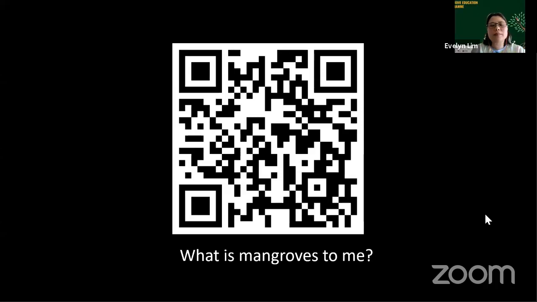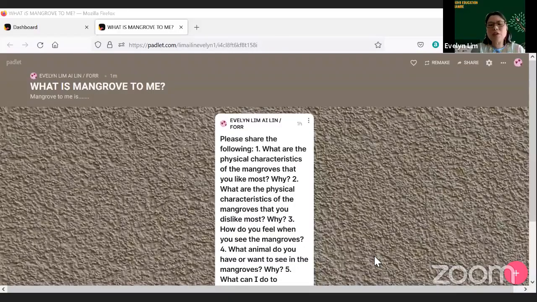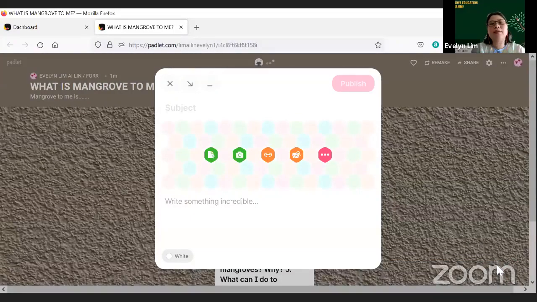Okay. All right. Another 30 seconds, yeah, before I leave this QR code page and get into the Padlet page. Has anyone gone into this page? All right, so if you have gone into this Padlet page, you can just click on this plus sign and you can start writing. Yeah, all right.